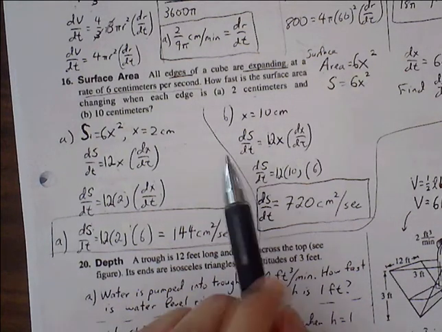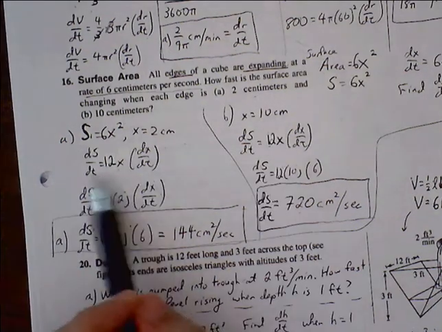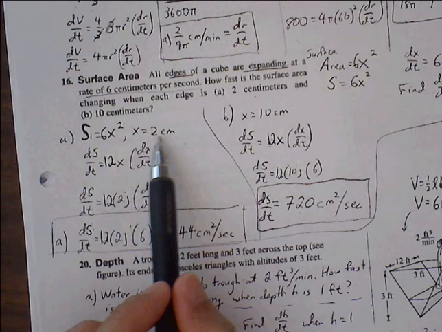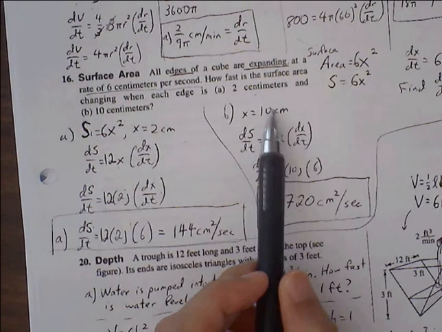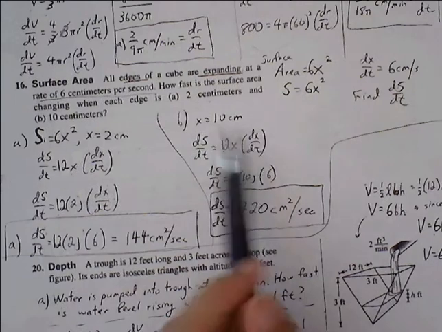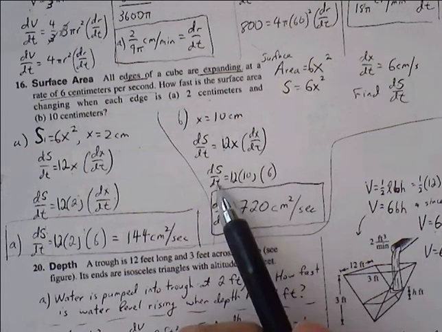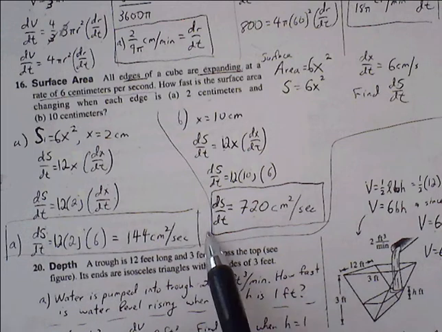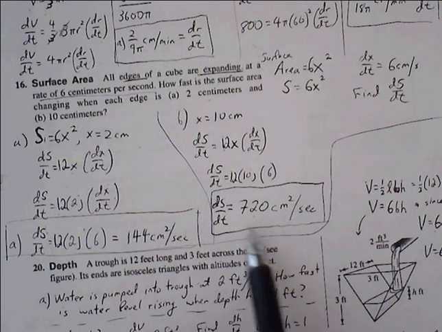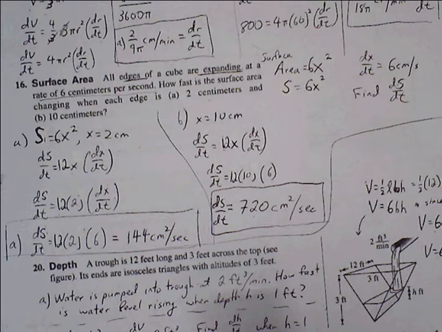Part B, we're trying to find dS/dt when x equals 10. So virtually the same steps as part A. We're just replacing x with 10 instead of 2. So go ahead and replace dx/dt with positive 6, replace x with 10, and then we just solve for dS/dt. So 12 times 10 times 6 is 720. Again, it's increasing because the length is increasing. We expect the surface area to also be increasing, so 720 square centimeters per second.